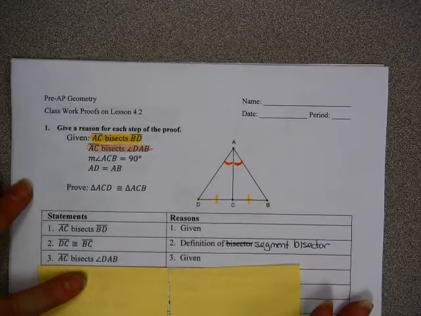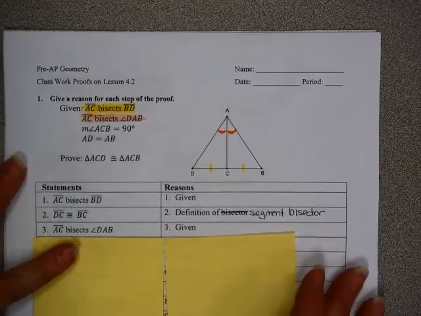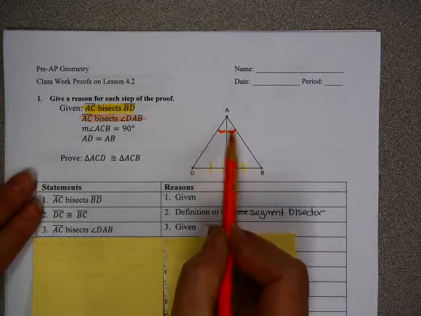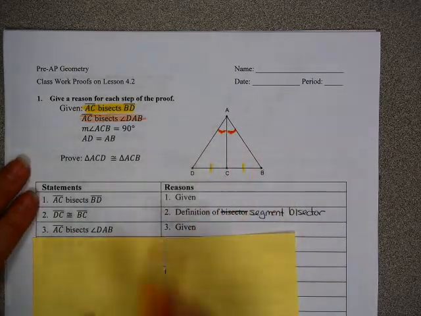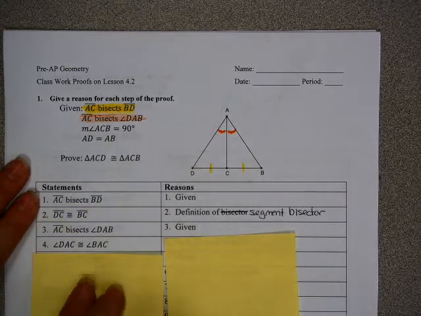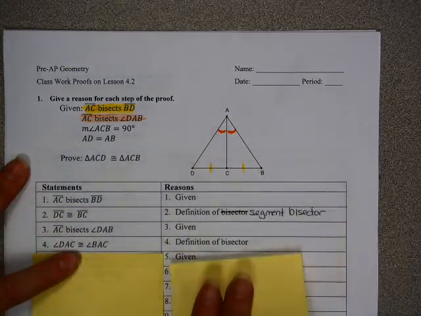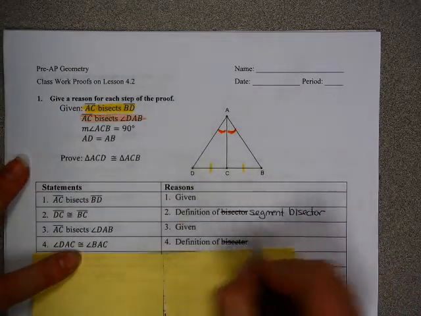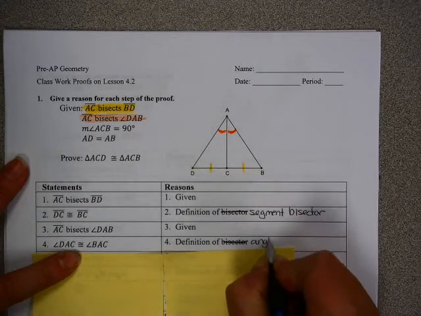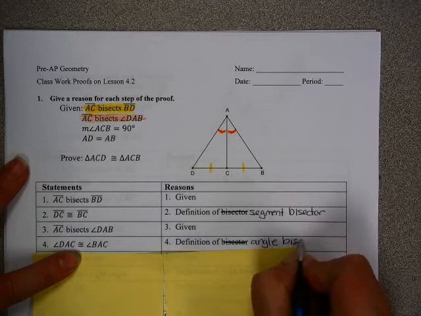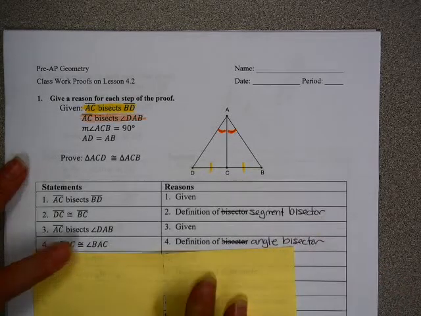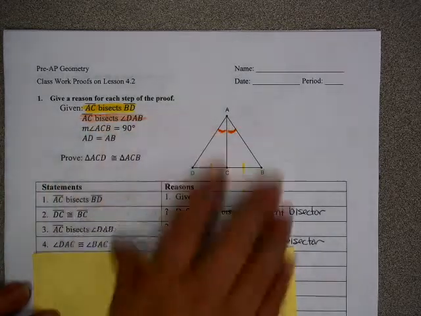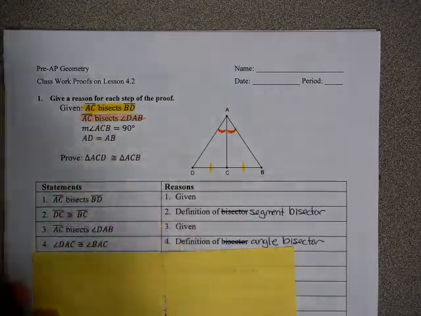And the actual definition for an angle bisector is that it cuts it or divides it into two congruent angles. So right here, this is not definition of bisector, it's definition of angle bisector. Okay. All right, next. That's all I can do with this information, so I go and I look for something else.